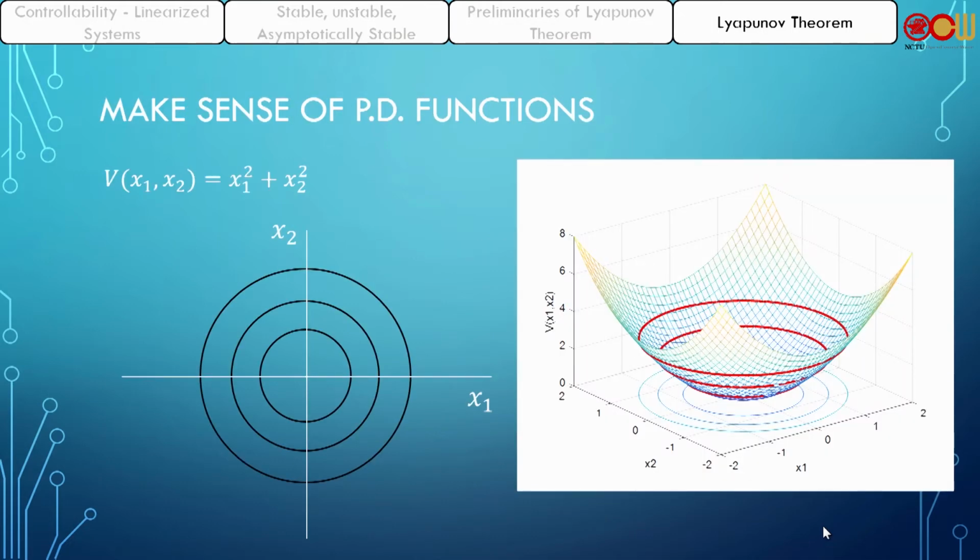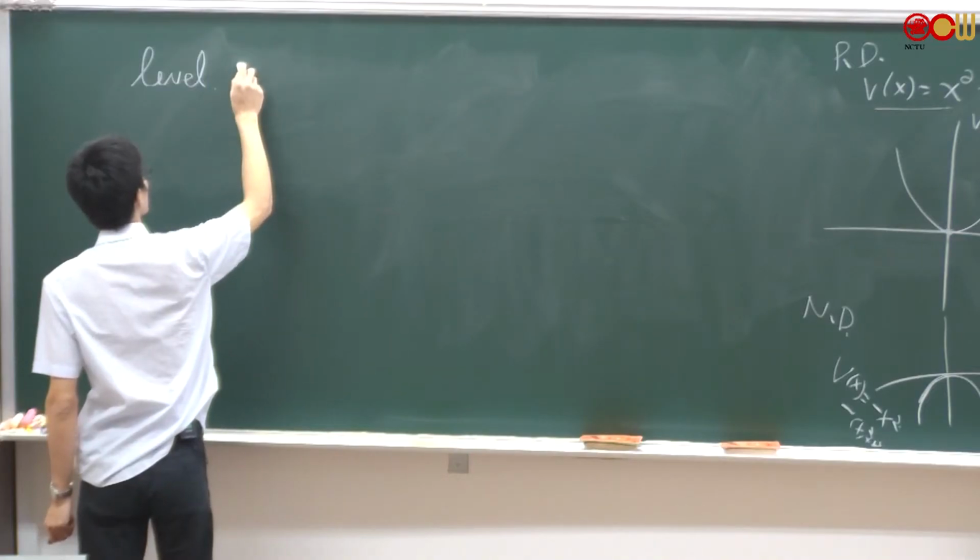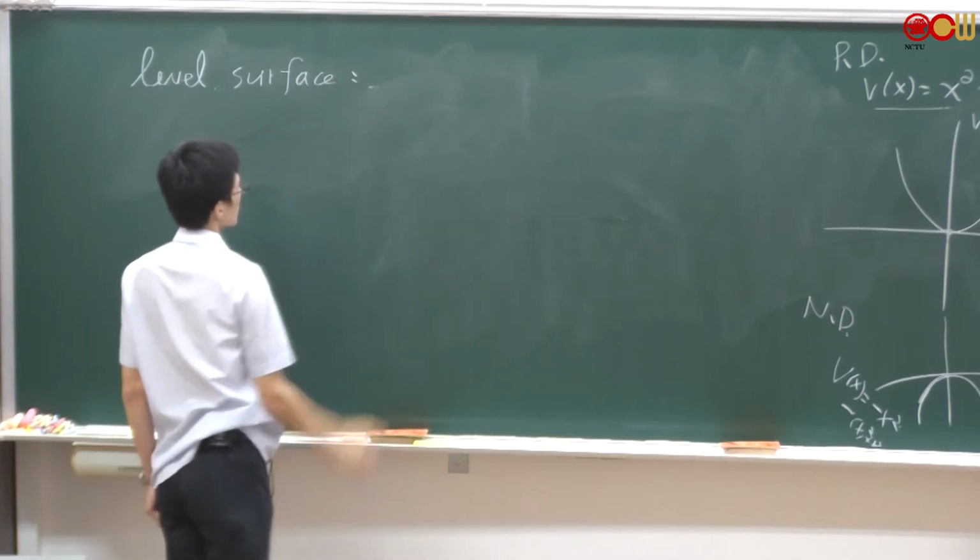Based on top of the previous section, in these slides, what I want to say is, given this positive definite function, okay, agree, right? Only at the origin, the v value will be 0. And now, given some v value, say v is equal to 1, 2, 3, okay? What are the contours of x1 and x2? It's called level surface.